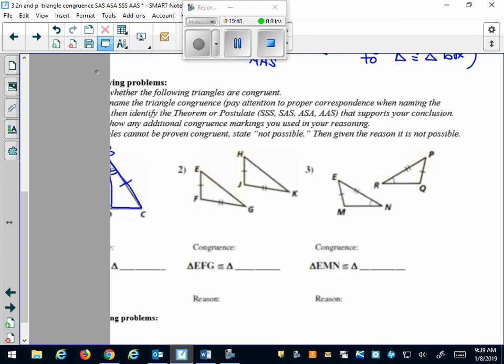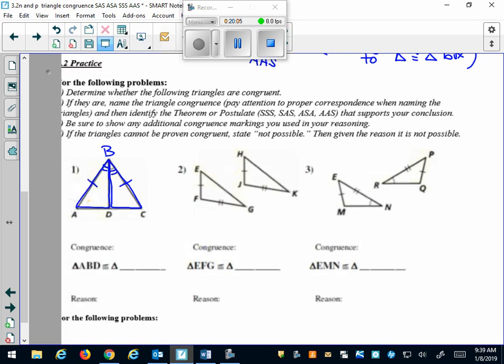We need three, right? We need either SSS, ASA, AAS, or what did I forget? SAS. Is that right? Okay, so 2 markings is not enough. But that's when you look for other things that you just know are congruent because of the way the diagram's drawn. And in this case, does anybody want to guess what we're going to mark?